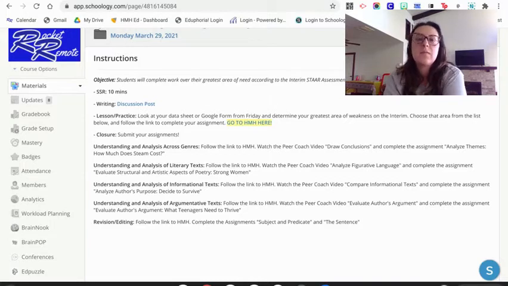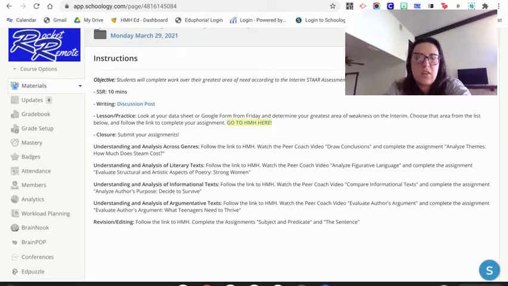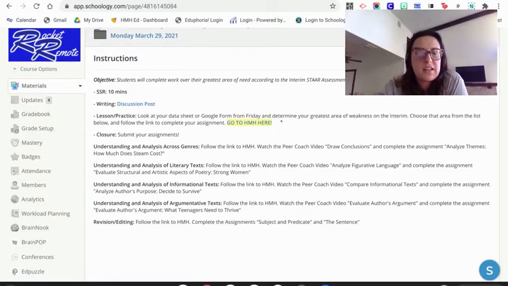So you're going to look, it'll say missed 1 out of 7 or got correct 6 out of 7. You're going to look at the one that had the most questions you missed, and that's your greatest area of weakness. Based on that, these are the subjects from the test. I put revising and editing together because those two almost always go hand in hand. Understanding and analysis across genres.